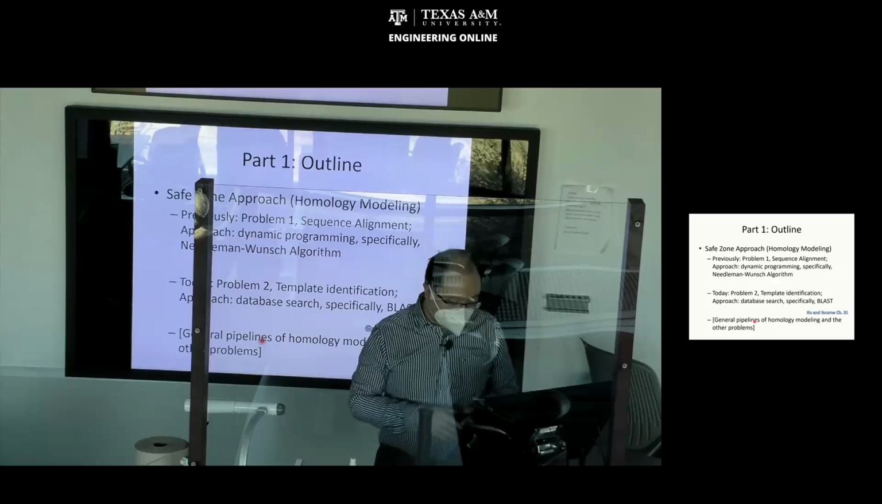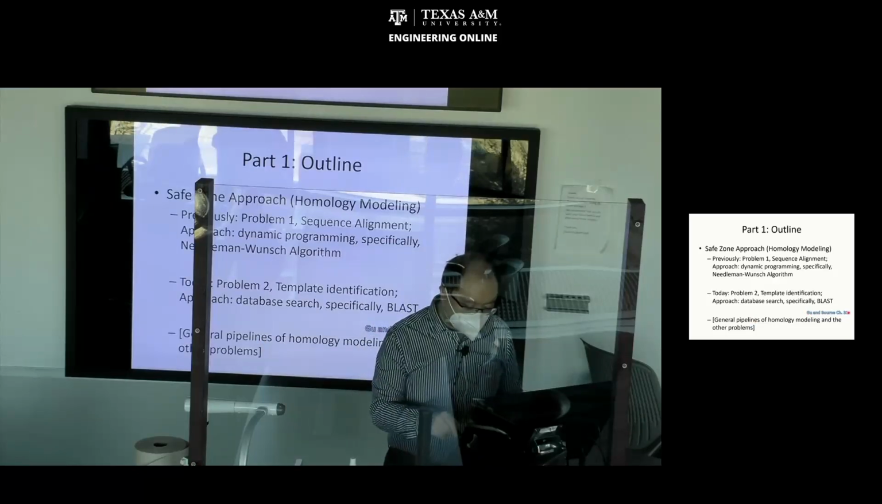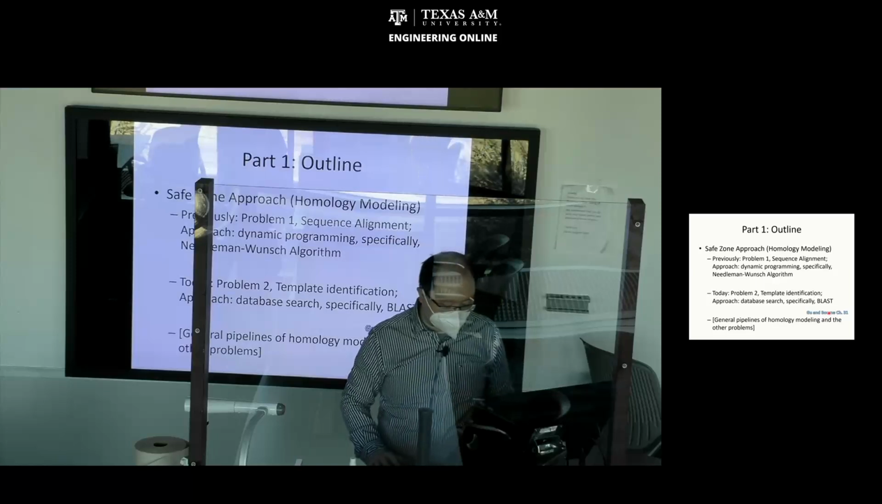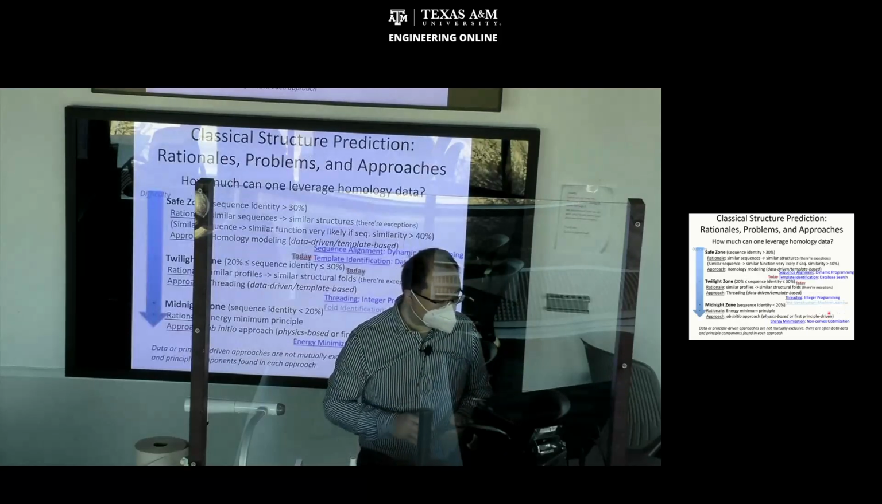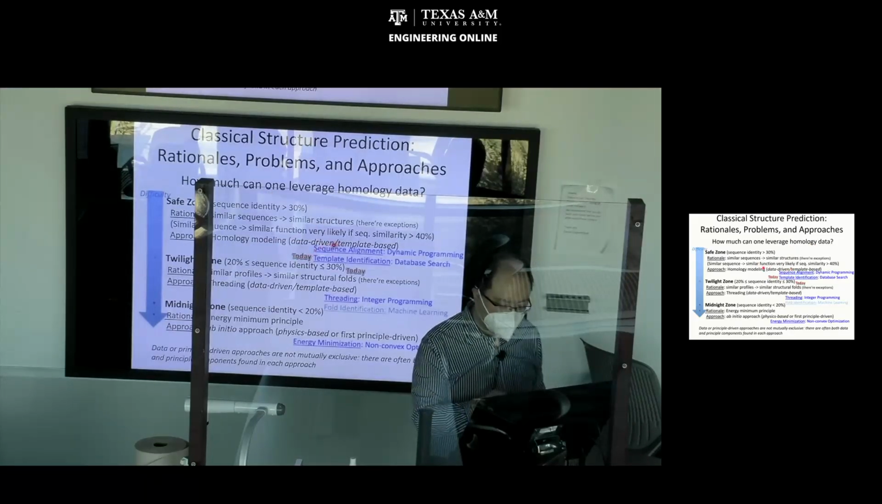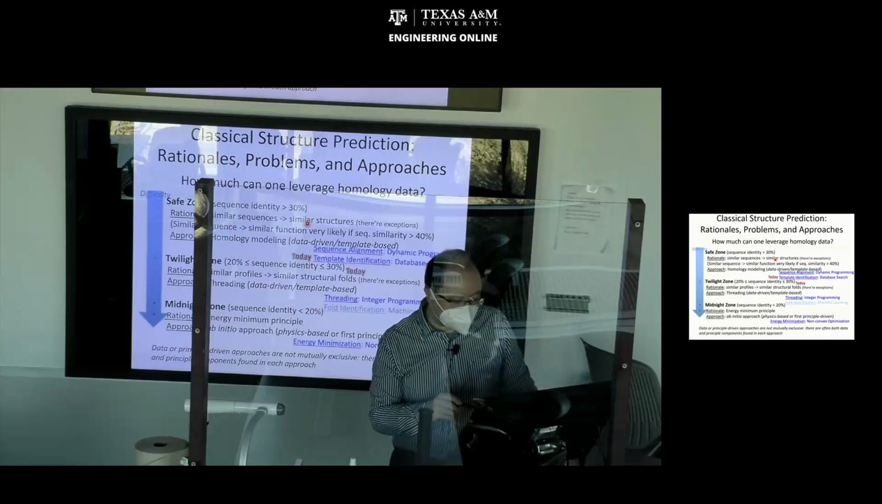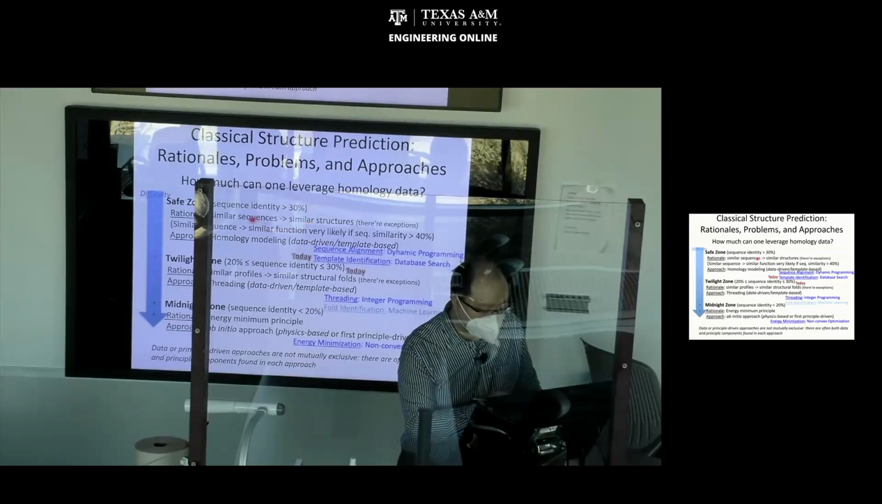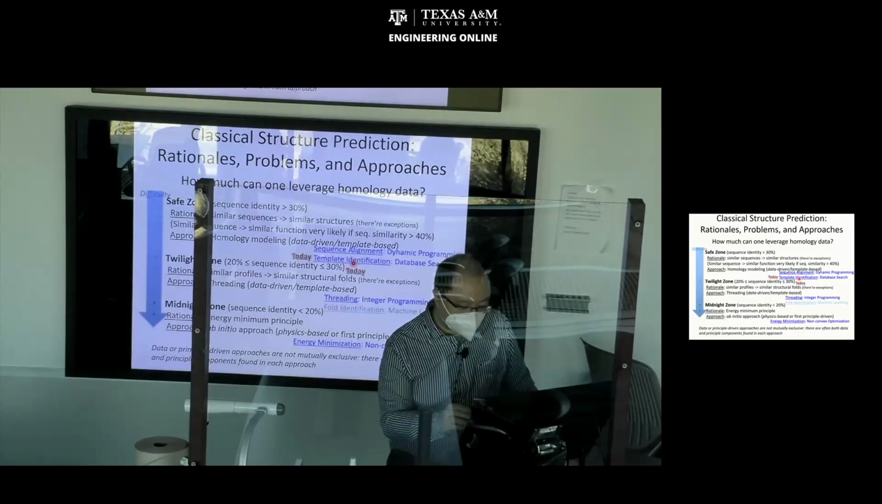If you want to know more, chapter 31 of Gu and Boon contains this information. Okay, now here we are. We're first right here, okay? So this is a classical structure prediction, and the rationale is how much we can leverage homology data. We know that in the safe zone, we can leverage the template structures because their sequences are so similar, okay? So let's talk about the template identification problem.